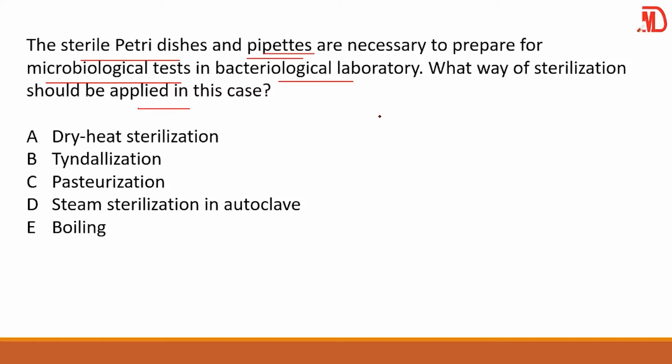Sterile petri dishes, pipettes, paper wrapped items. Sometimes you can even talk about fats and powder. Okay, so that is dry heat sterilization: some of the things that we can put under dry heat.